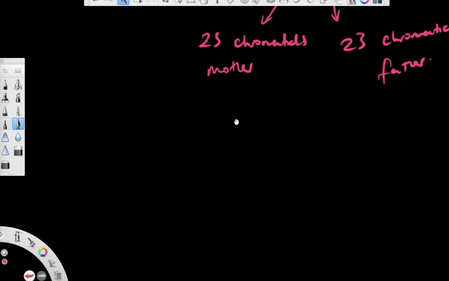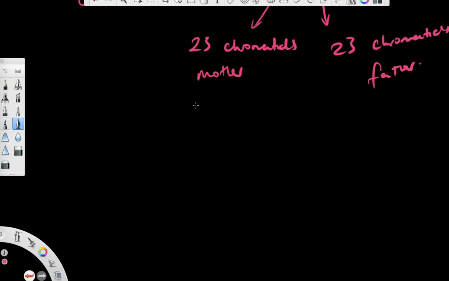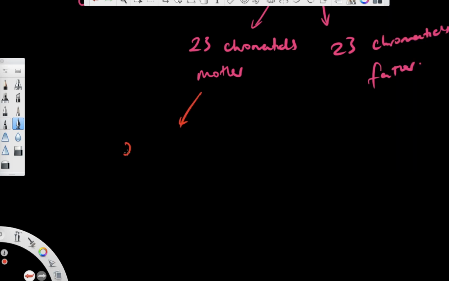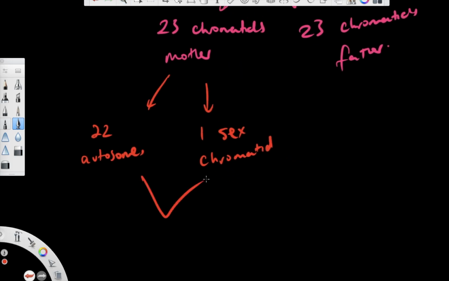And if you remember, out of these 23 pairs, 22 of these are autosomes. Right? We get 22 autosome chromatids from our mother and one sex chromatid, if you like, from our mother, right? And altogether that adds up to 23. And then same thing here, we get 22 autosomes and one sex chromosome, right? And then altogether that equals 23.